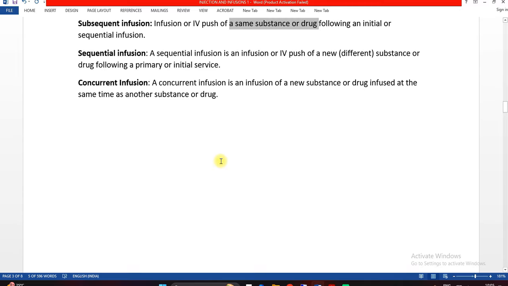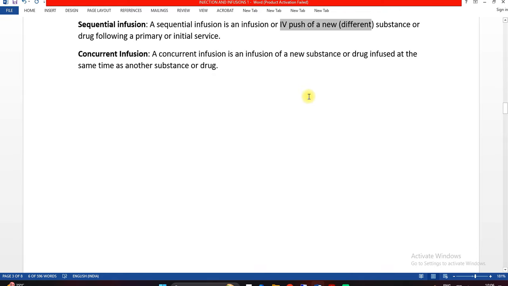Next, sequential infusion. This is also very simple. In sequential infusion, the patient will be infused with a new drug. So subsequent is the same drug, and sequential is a new drug after the initial infusion. Here, same drug is the keyword for subsequent; for sequential, new or different substance or drug is the keyword.